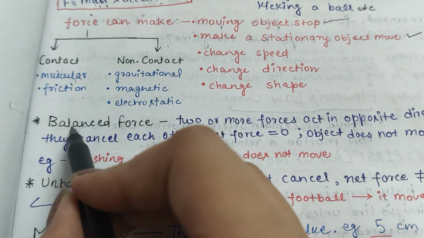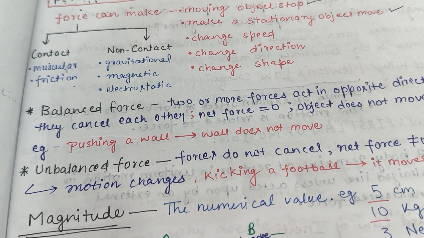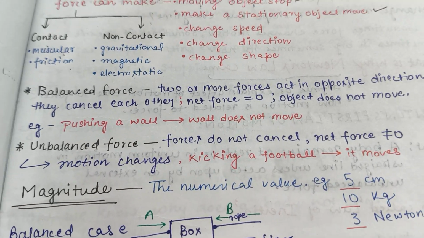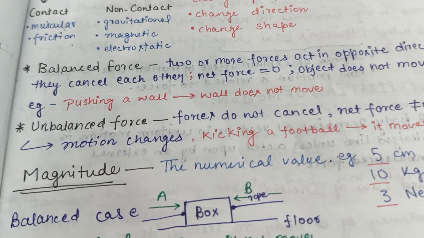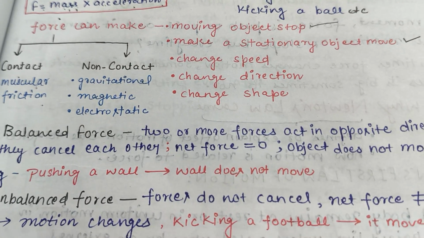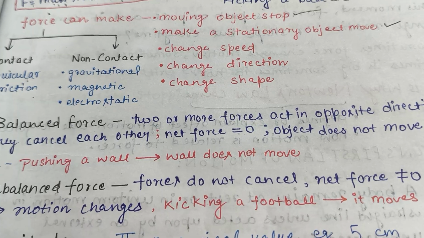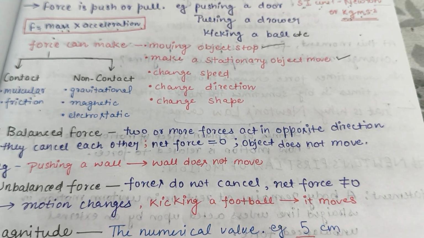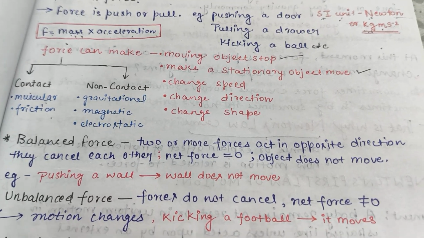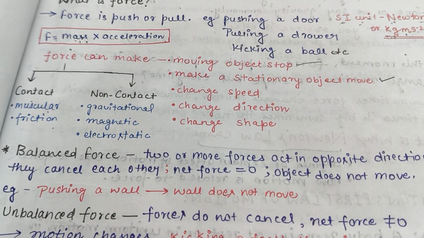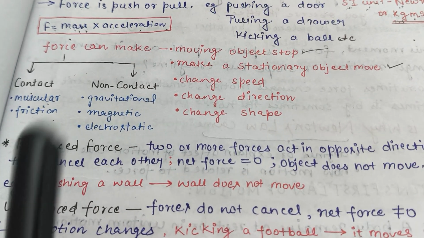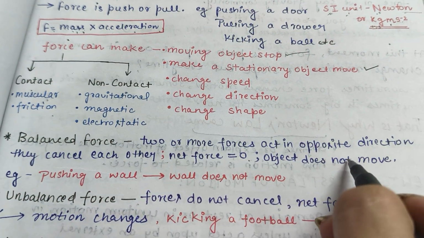Now, if we talk about balanced forces, that is two or more forces that act in the opposite direction, they cancel each other. So, what are balanced forces? In very simple language, we can say that if two or more forces act in the opposite direction, that means the net movement happening on that object is zero. That means there is no change happening, because the forces being applied are getting cancelled by each other. So the net force is zero and the object doesn't move.